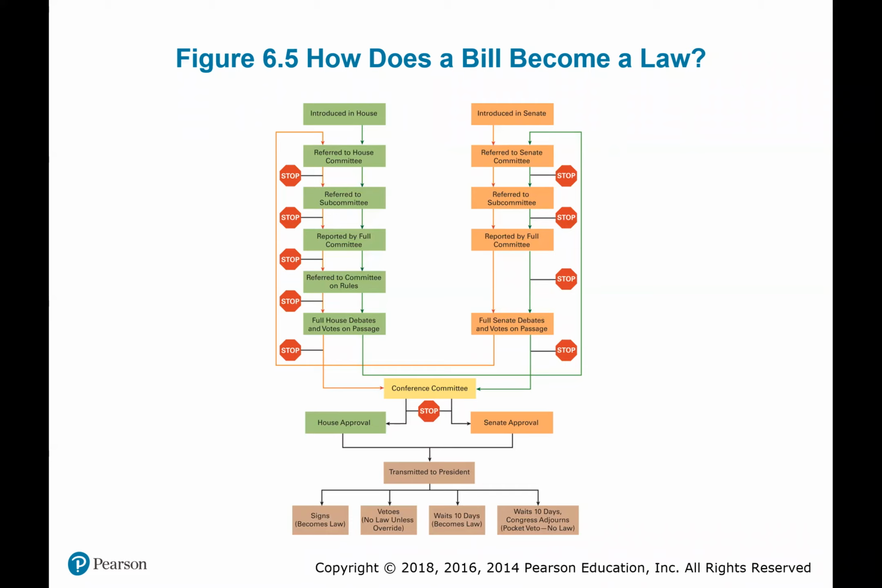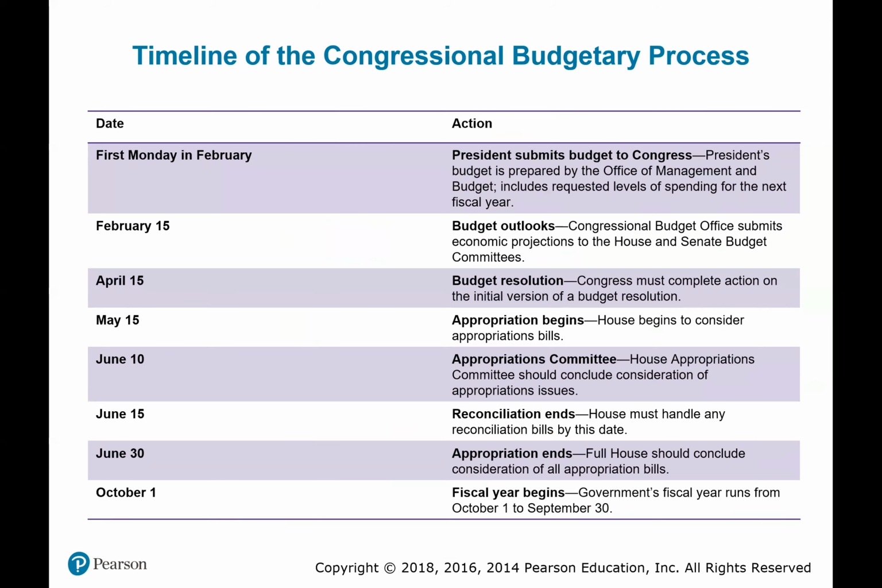So as you can see, that can be difficult in itself. From there, it goes to the president where he can sign it, veto, or wait 10 days and Congress adjourns for a pocket veto. So it is a long process. And that's why we don't have many bills that become laws. If you read in the text, I think there was 12,000 bills proposed, and only 100 or so, 150 or so were even debated during a congressional session. So it's just, most bills die.